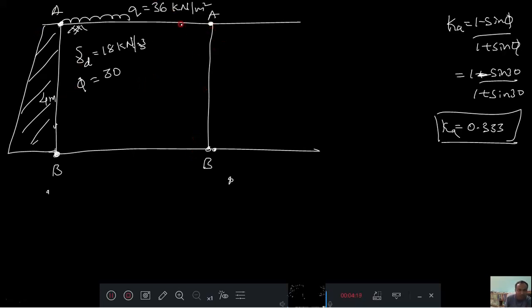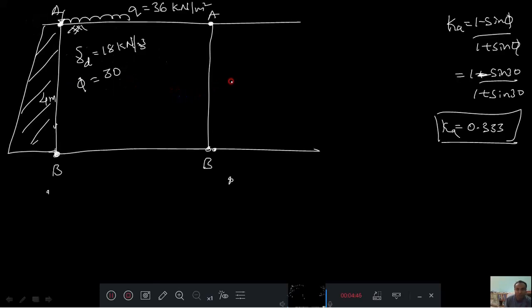Understood? Now at point A, what stresses are acting? At point A, there is a surcharge, so a vertical stress is acting. First I will tell you what sigma hA is: Ka into vertical stress. At A, we don't have any vertical stress due to soil, but due to the surcharge we have Q. Therefore this is 0.333 into 36.